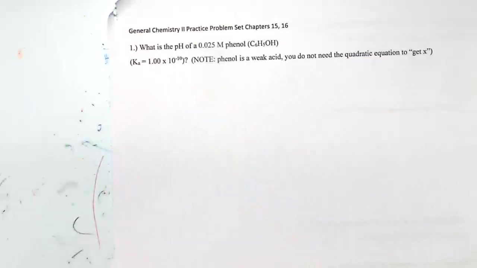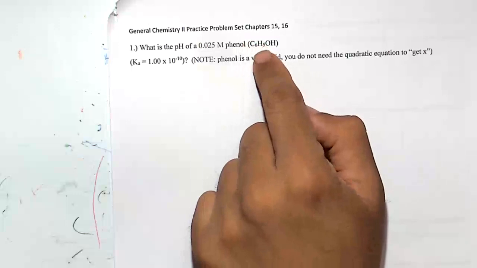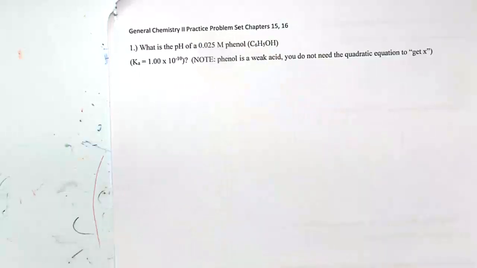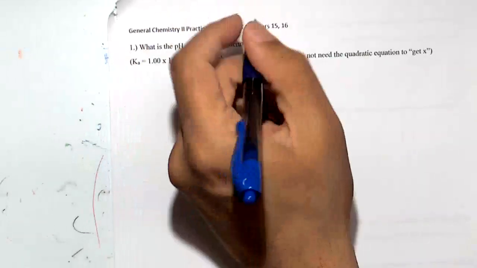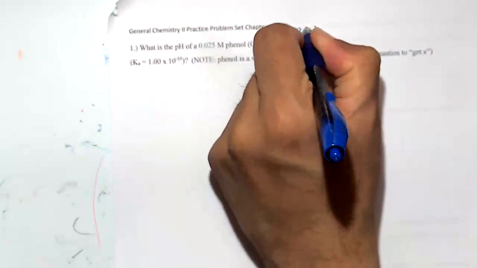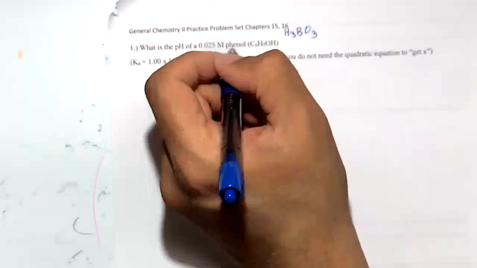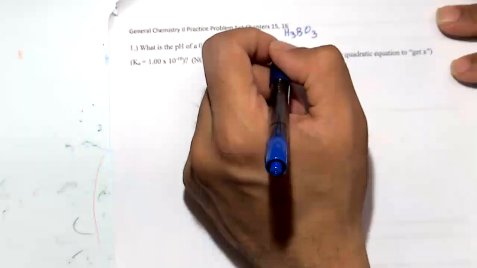The first problem is something like this. What is the pH of 0.025 molar phenol? And phenol is a weak acid. How do we know it's a weak acid? Because it's not one of the 6. On the exam it will be not phenol but boric acid, but it's essentially the same thing. You're going to do the exact same thing, it's just a different weak acid, boric acid.